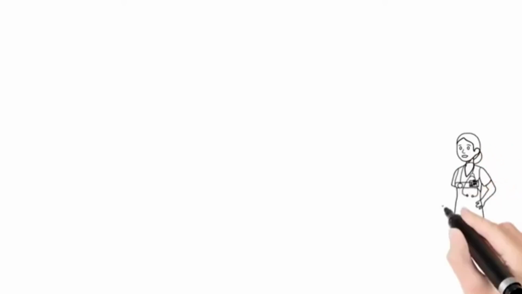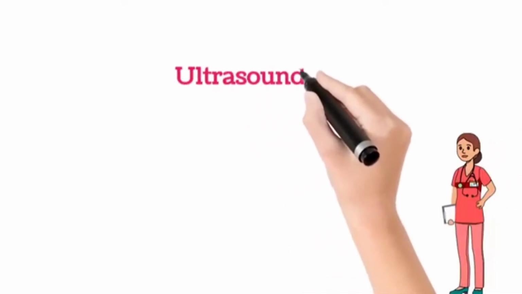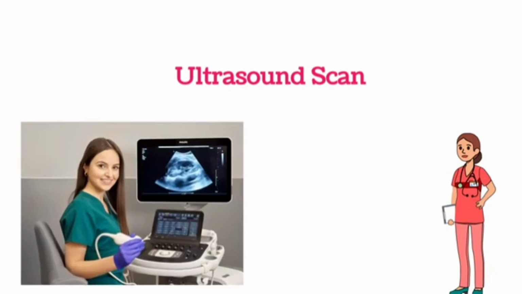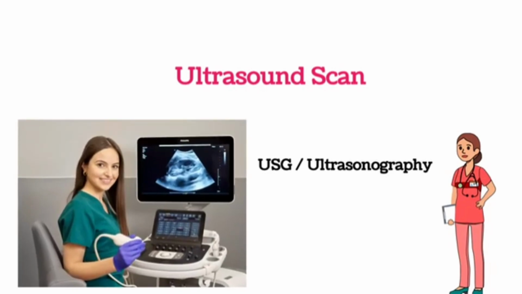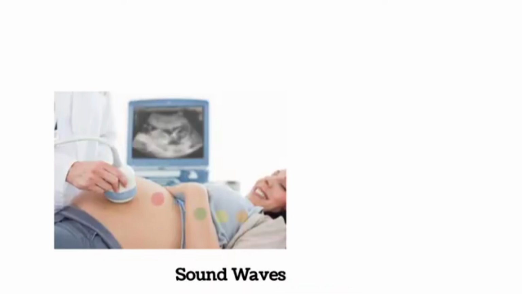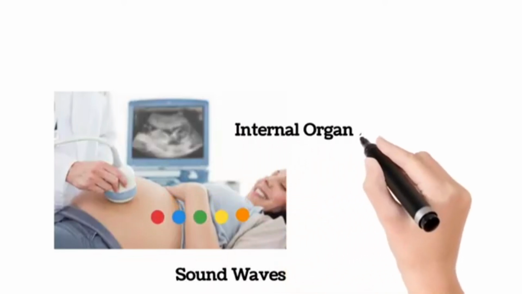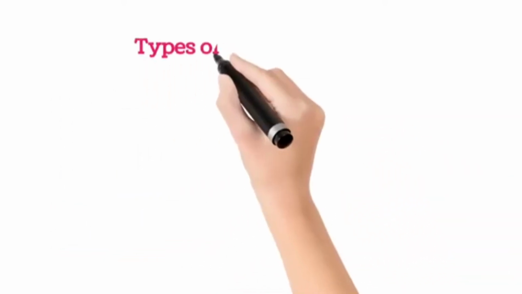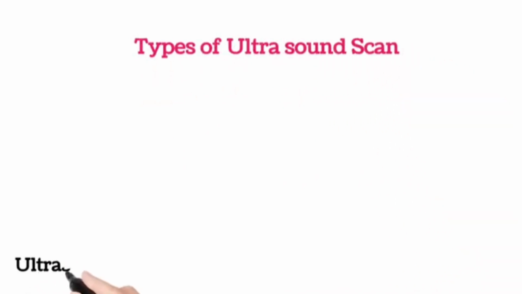Hello everyone, today I am going to explain about the ultrasound scan. It is also called USG or ultrasonography. It is a non-invasive procedure in which sound waves are used to produce images of the structure of internal organs. Various types of ultrasound scans are there, like USG abdomen.